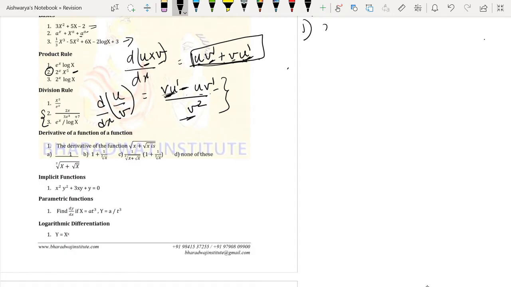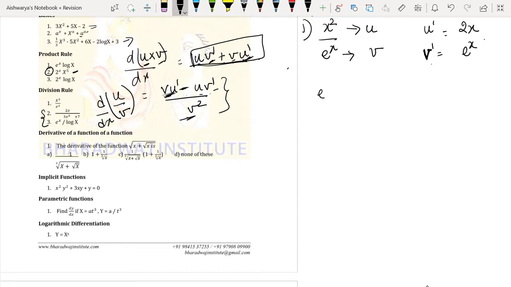I am going to do the first one here. X square by e power x. X square is u, this is v. So let me write what is u dash and what is v dash. Normally I tell people in the class to do that, because after that when you substitute it becomes faster and easier. Okay. So u dash will be nothing but differentiation of this, which is 2x. V dash differentiation will be nothing but e power x.